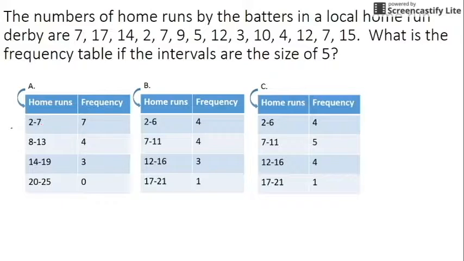All right, now, one thing I notice about A is how many numbers are in that interval. So count them off on your hand. 2, 3, 4, 5, 6, 7. That was 6 total numbers.